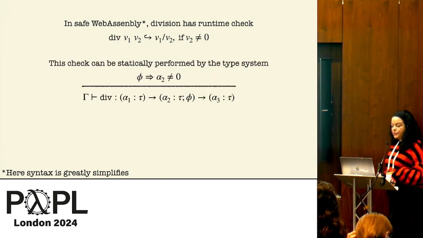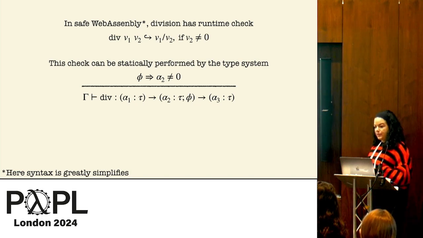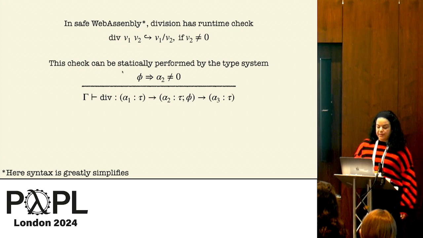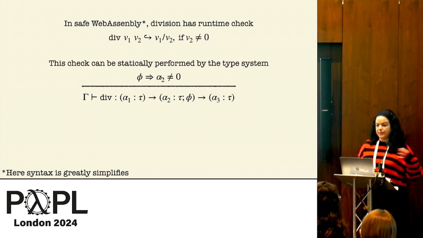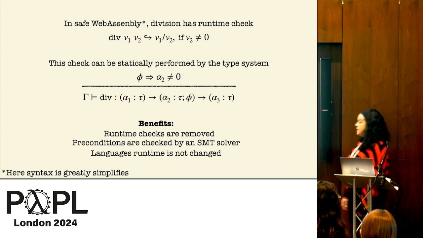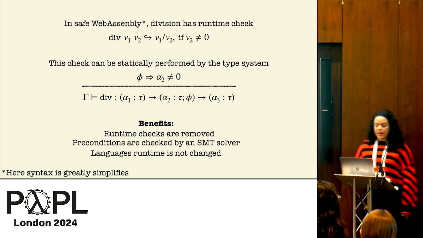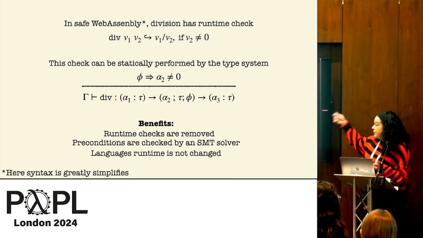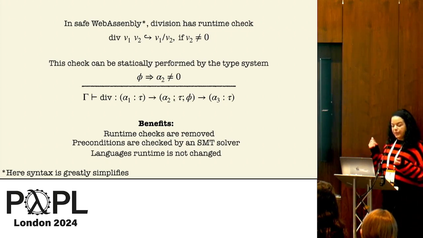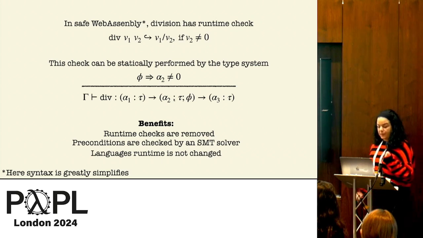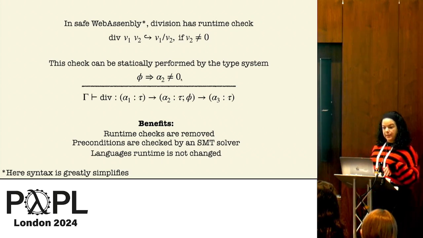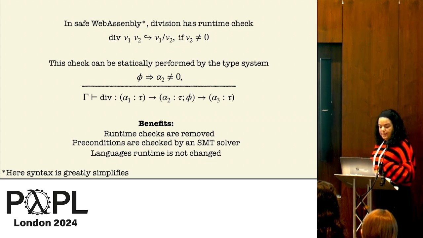And these kinds of checks can be easily statically checked by the type system. So they give, for example, the divisor a type that says, check that your second argument is different than 0. And this is actually very nice. It has many benefits. The first one is that if your program statically type checks with index types, you can remove the runtime checks. All these preconditions that are generated can be easily and automatically checked by an SMT solver.